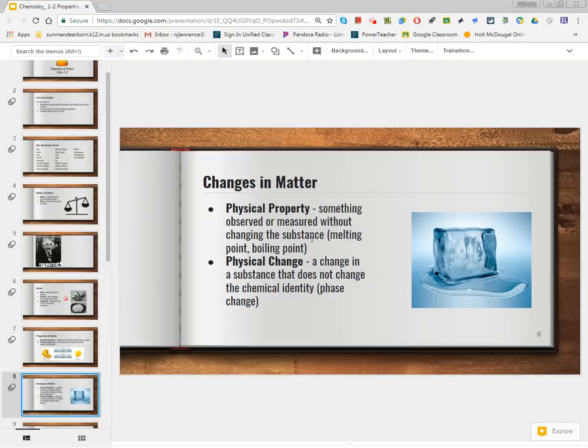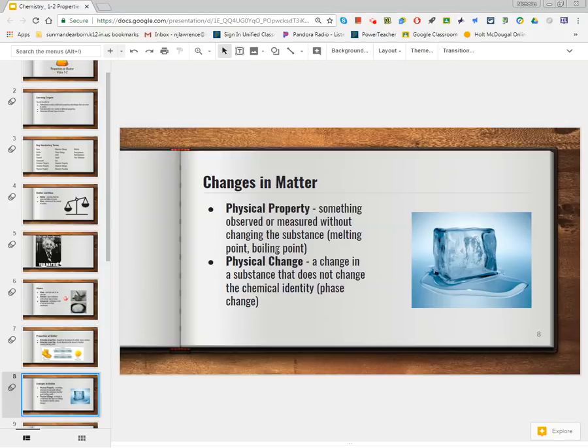So consider water. Water can be a liquid, water can be a solid, water can be a gas. The property of it being hard or fluid or vapor-like are physical properties because we can observe and we can measure those, but yet in all the stages, they are still a physical property. That's why melting point or boiling point are considered physical properties.